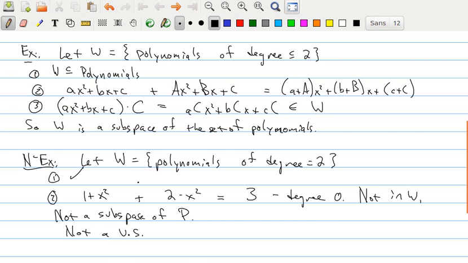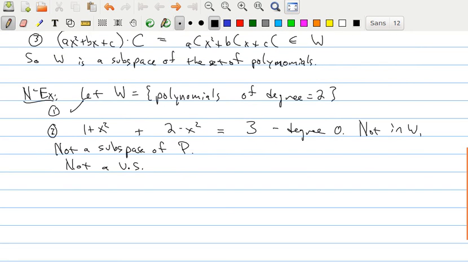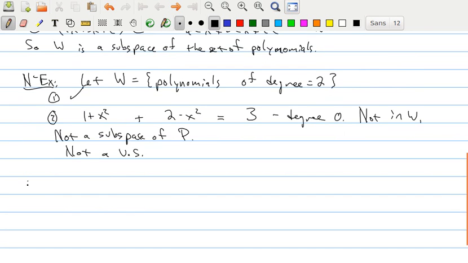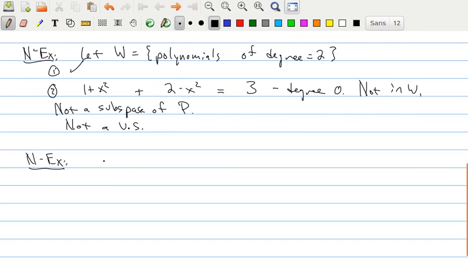Right? If it fails either of these two axioms, if it's not closed under addition or if it's not closed under scalar multiplication, it's not even a vector space at all. So that was an example of one that failed the closure under addition axiom. Let's look at one where we have the subset fail the closure under scalar multiplication.